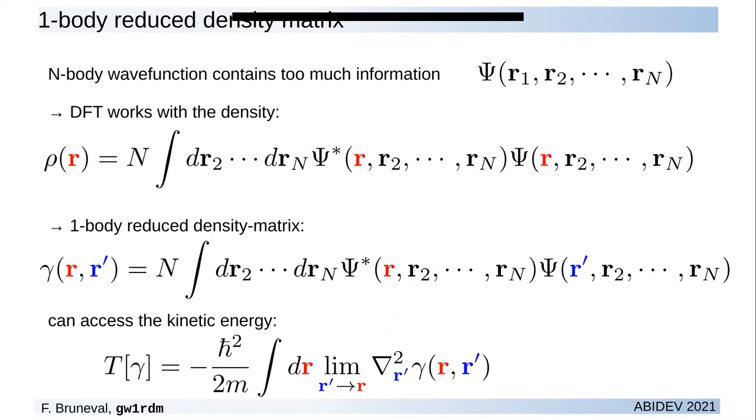Then, if we go one step backward when contracting the wave function, we can create the gamma function, gamma of R and R prime, which is the same as the electronic density, but we took different R and R prime coordinates as the first coordinate of the wave function. In doing so, it's the generalization of the density, so you can recover all the quantities that you could calculate with the density. But in addition to that, you can also calculate the kinetic energy, for instance, because now you have different R and R prime, so you can calculate the Laplacian with respect to R prime and get the kinetic energy. You can also calculate the exchange energy if you want to.